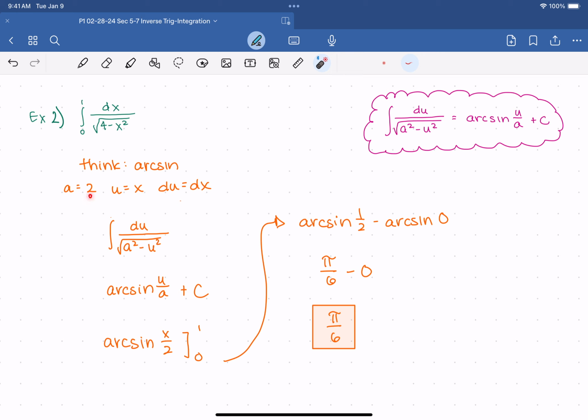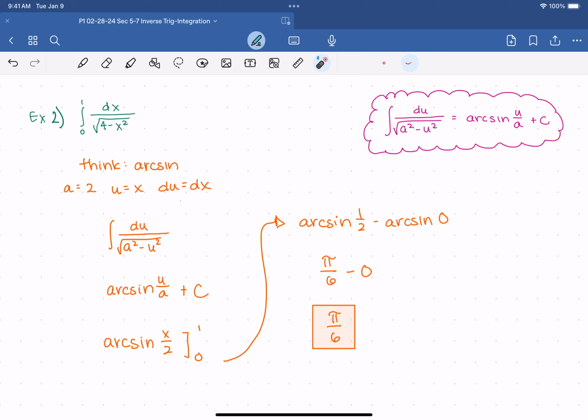So a squared is 4, so a is 2. U squared is x squared, so u is x. If u equals x, that means du is dx. So filling in, we get this. Now notice, I'm in terms of u, not in terms of x anymore. I've left off the limits of integration. I'm going to put this thing back in terms of x before I put the limits back on. So now I can go ahead and use the formula just from here and fill in my u and a. And now that I'm back in terms of x, I put the limits back on.